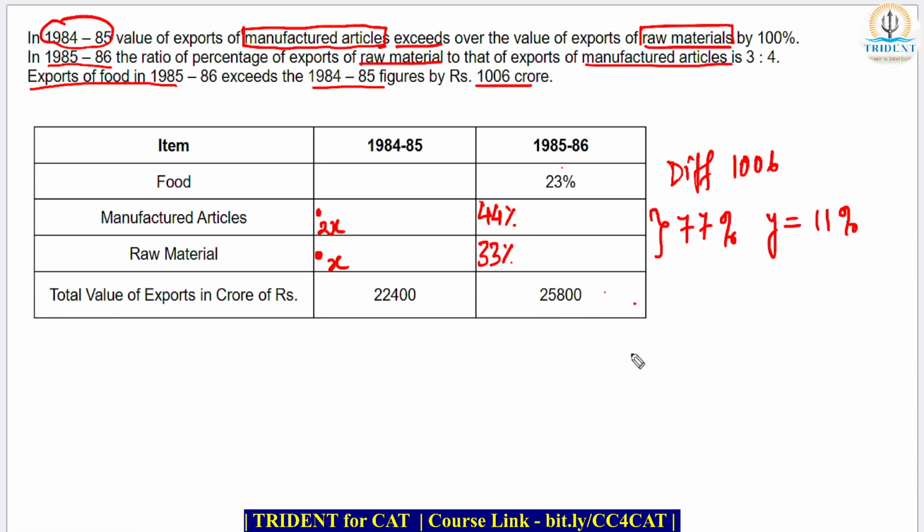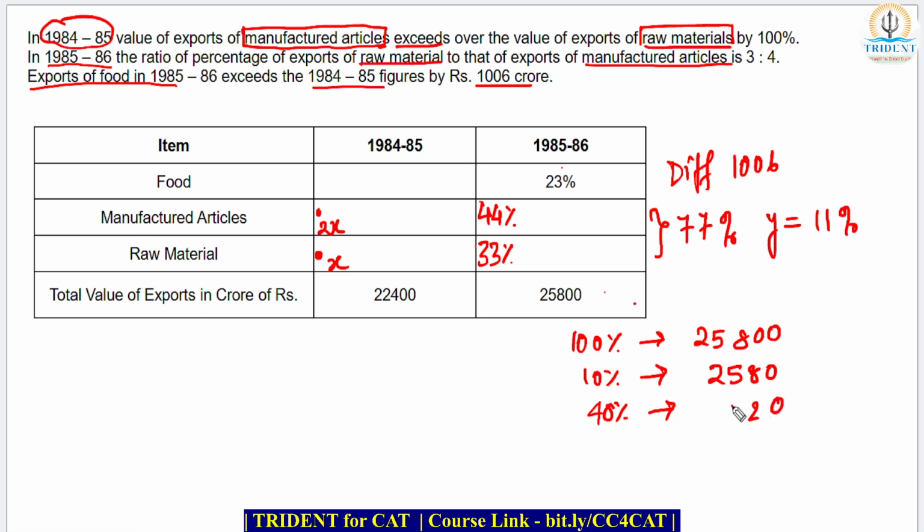So how can I do that? See, 100% is given as 25800. 10%, I hope you guys have already studied this, is 2580. 40% is going to be 10320, and this is 10, correct? 4 8s are 32, 2, 8, 10, correct. And what about the 4%? The 4% is just this number 1032.